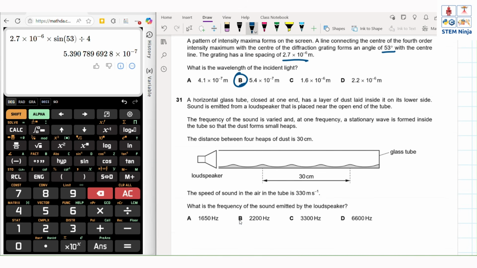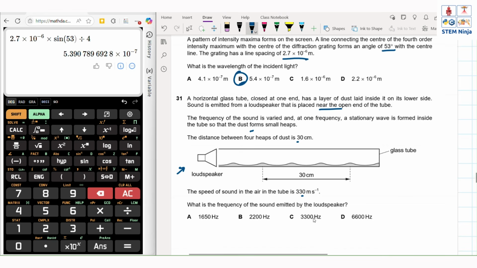A horizontal glass tube closed on one end has a layer of dust laid inside it on its lower side. Sound is emitted from a loudspeaker that is placed near the open end of the tube. Okay, like this. The frequency of the sound is varied, and at one frequency, a stationary wave is formed inside the tube so that the dust forms small heaps. The distance between four heaps of dust is 30 centimeters. The speed of sound in the air in the tube is this. What is the frequency of sound emitted by the loudspeaker?